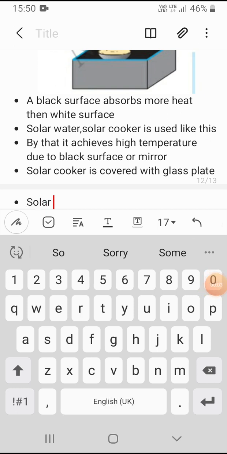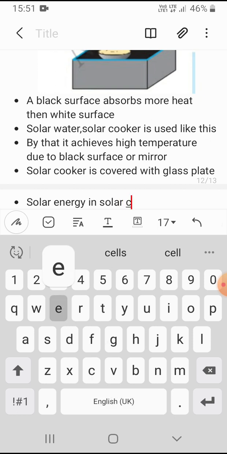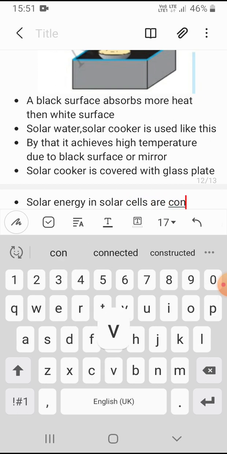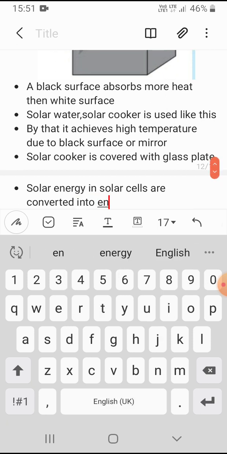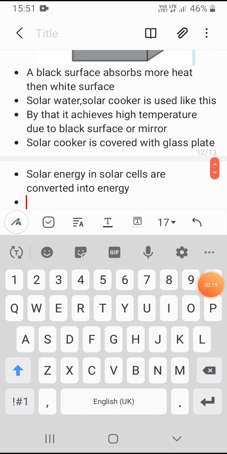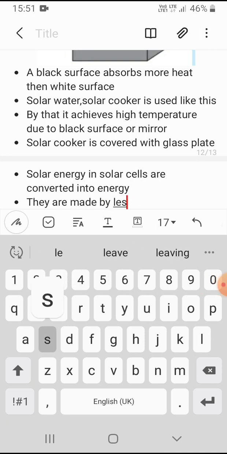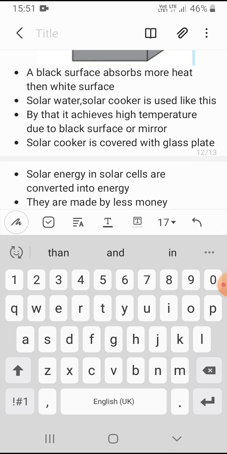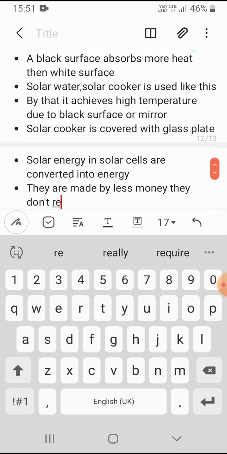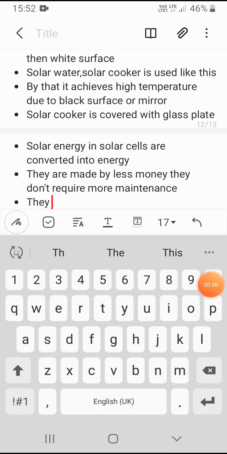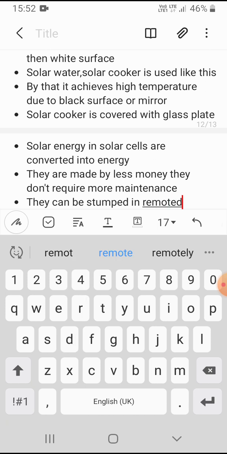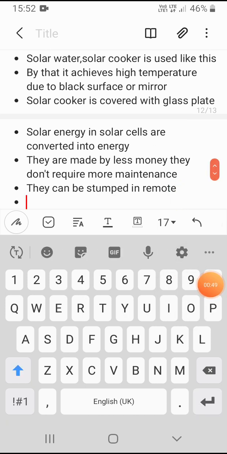Solar energy is converted into electricity by solar cells. They are made at less cost. They do not require much maintenance. They can be set up in remote areas.